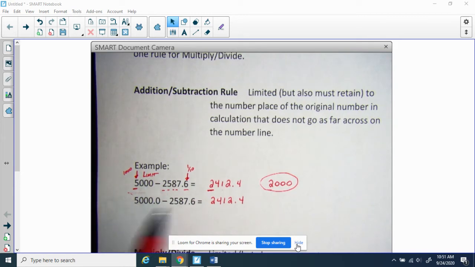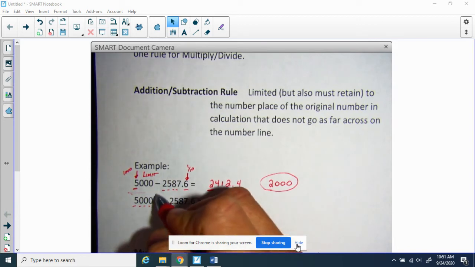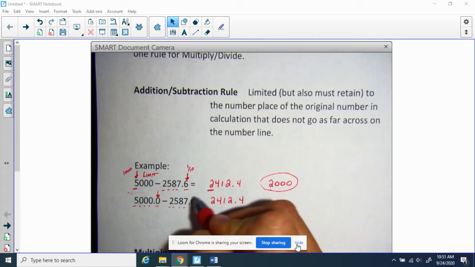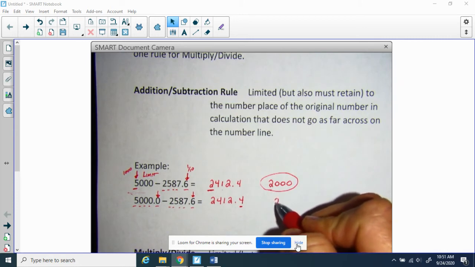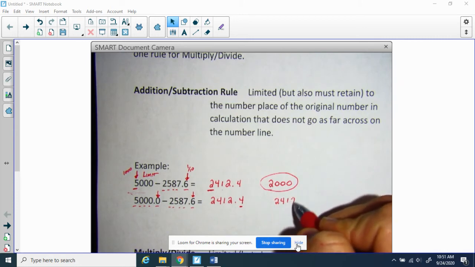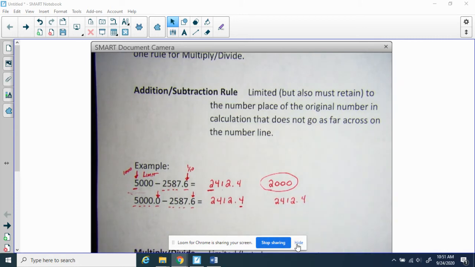Again, same 2 numbers, produce the same answer in the calculator. This time, though, when I look, I see that all of these are significant. Same with this one, all are significant. So both of these numbers, when I read left to right, go to this 1/10th place. My answer can now go to the 1/10th place. Therefore, my final answer for the second example would be 2,412.4. And that would be the correct answer here.